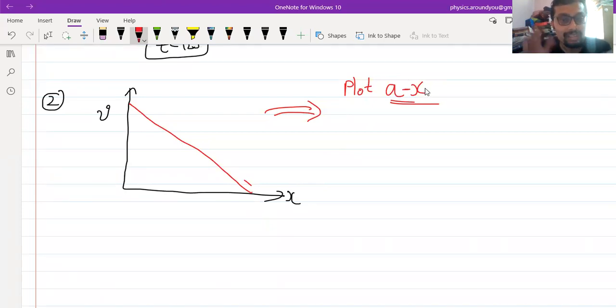Can you all recollect the necessary details and try to do this question? Given the Vx plot, I need the Ax plot, acceleration versus position. Can you all do this?